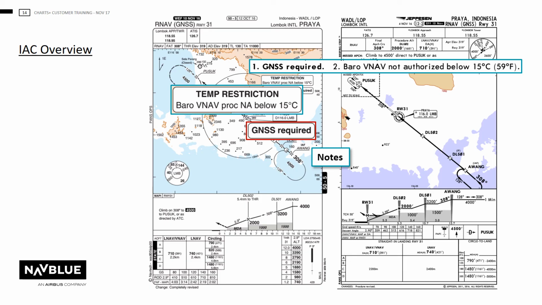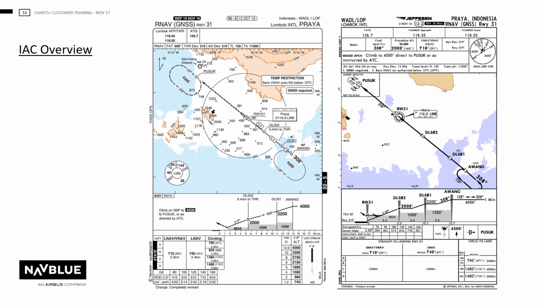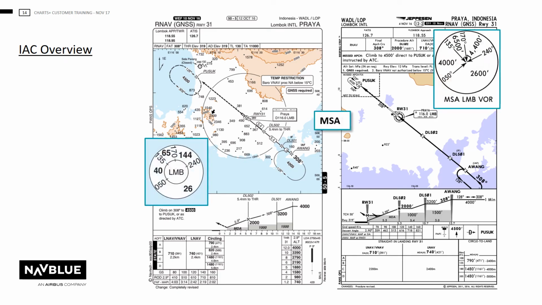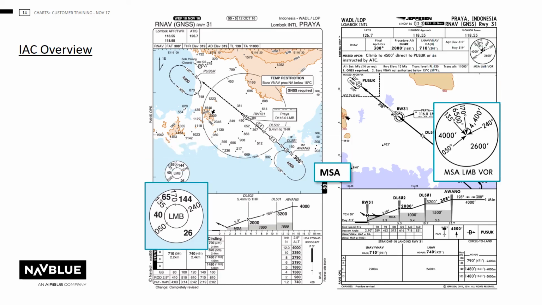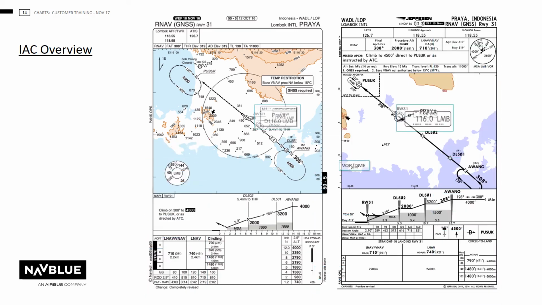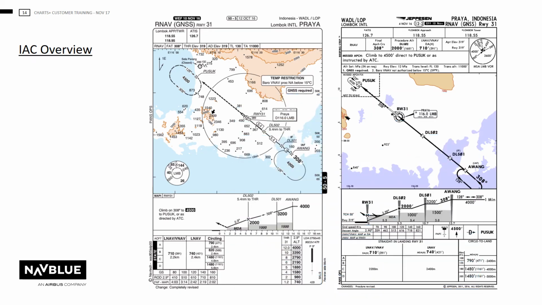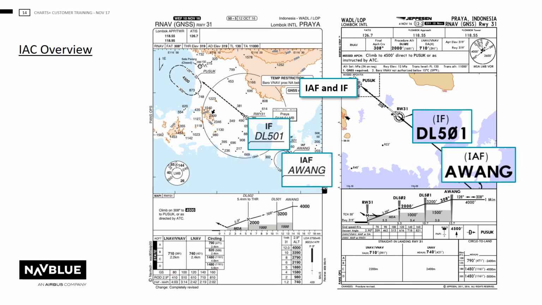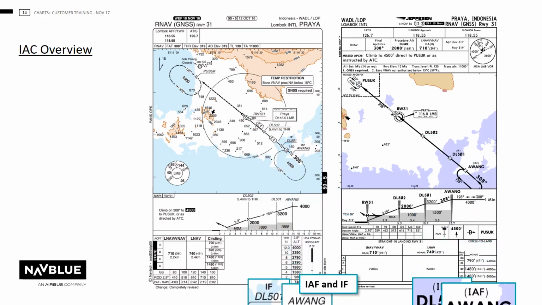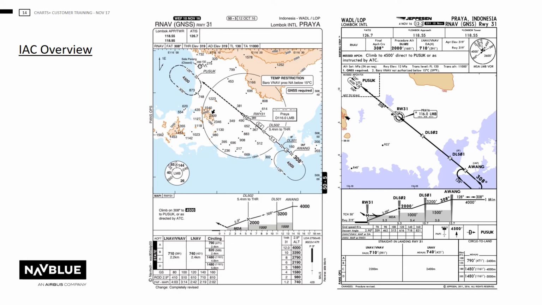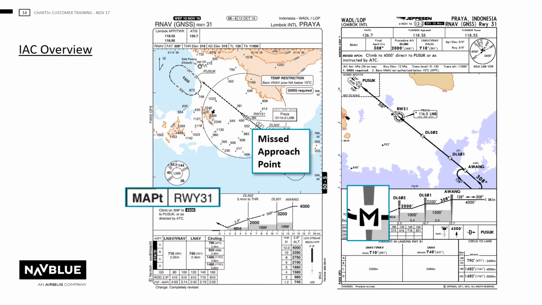Notes will be separated in their own boxes. The MSA sector, normally on a NavBlue chart, will be in the bottom right hand corner of the plan view. VOR DME, the missed approach point will be written above the missed approach text in the profile.